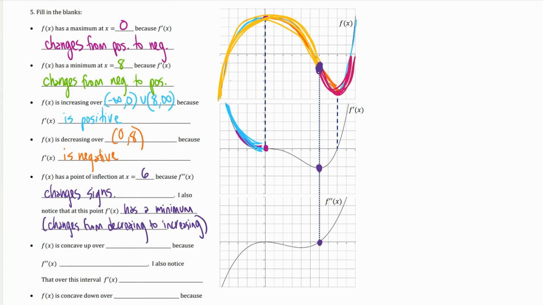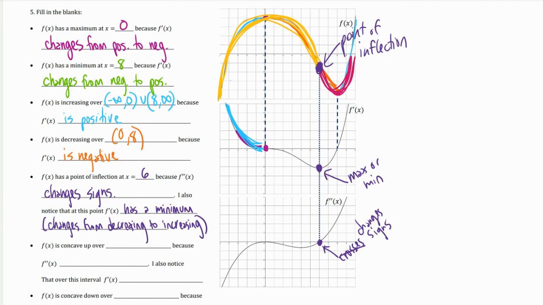So if f has a point of inflection, don't write POI. I almost did that. Don't write POI because people get confused. Is it point of inflection or point of intersection? Don't write POI. So point of inflection happens when f prime has a max or min, and f double prime crosses the x-axis or changes signs, right? I should have written changes signs. So if f double prime changes signs, that means f prime has a max or a min, which means f has a point of inflection.